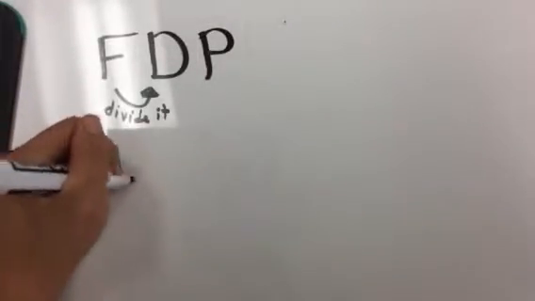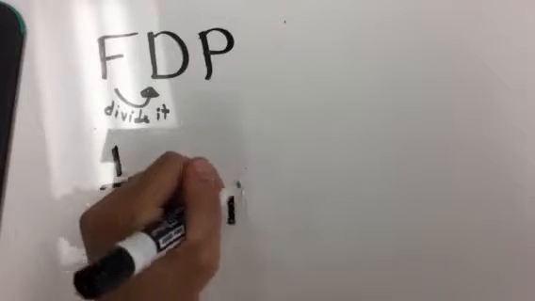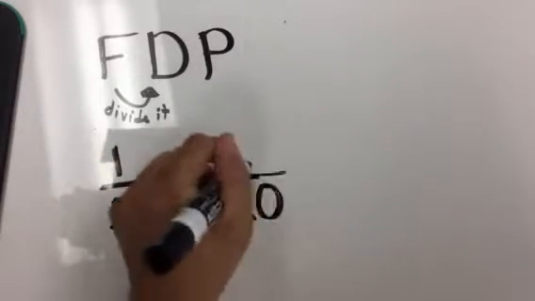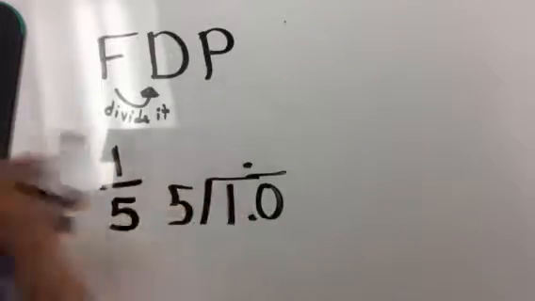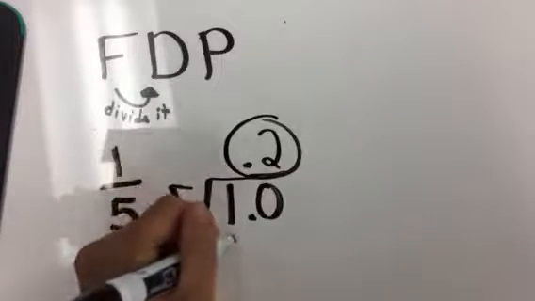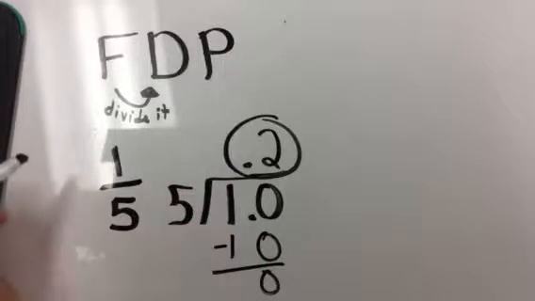So just as another example, if we had 1/5, how could we solve it? Well, first things first, we should put the numerator on the inside, denominator on the outside. 5 doesn't go into 1, but it goes into 10 pretty evenly. It goes in twice. And so my answer would be 2/10.